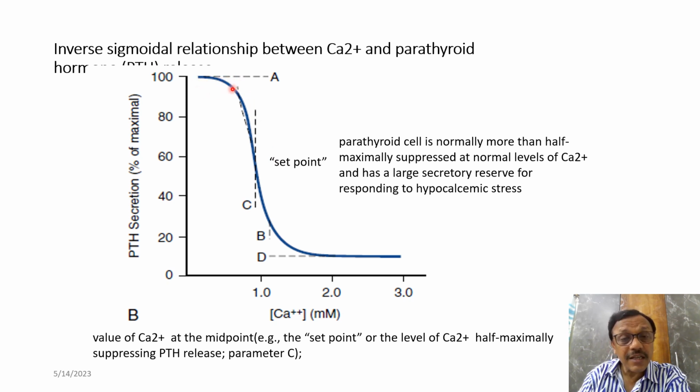So this sigmoid-shaped curve has been designed in such a way that it can produce the maximum effect during hypocalcemia and not in hypercalcemia. It is designed in such a way that it is going to produce the maximum effect during a low amount of calcium and not in a high amount of calcium.